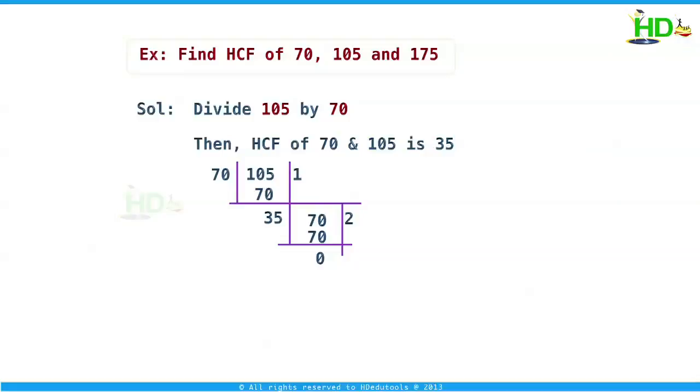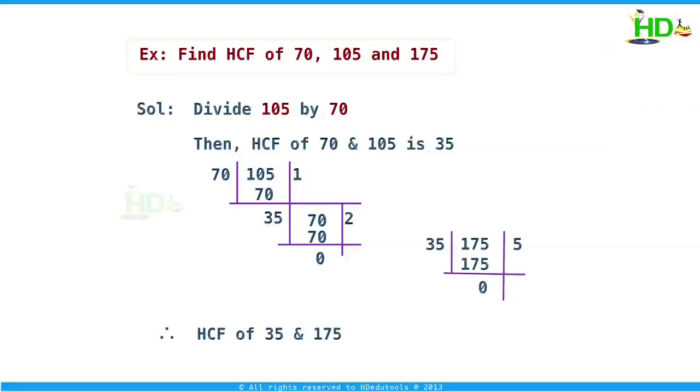Now again we find the HCF of 35 and 175. That is, first we divide 175 by 35. If we divide 175 by 35, we get the remainder 0. Therefore, the HCF of 35 and 175 is 35. Therefore, the HCF of the given three numbers 70, 105 and 175 is 35. Therefore, this 35 will be the highest common factor of the given three numbers.